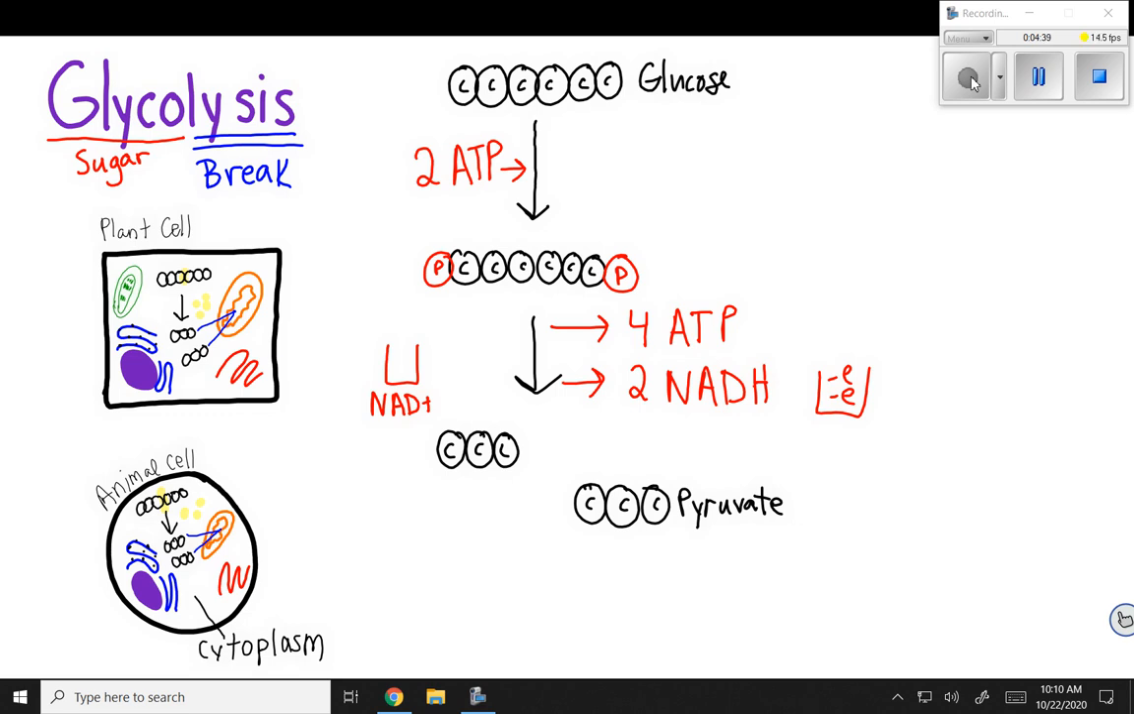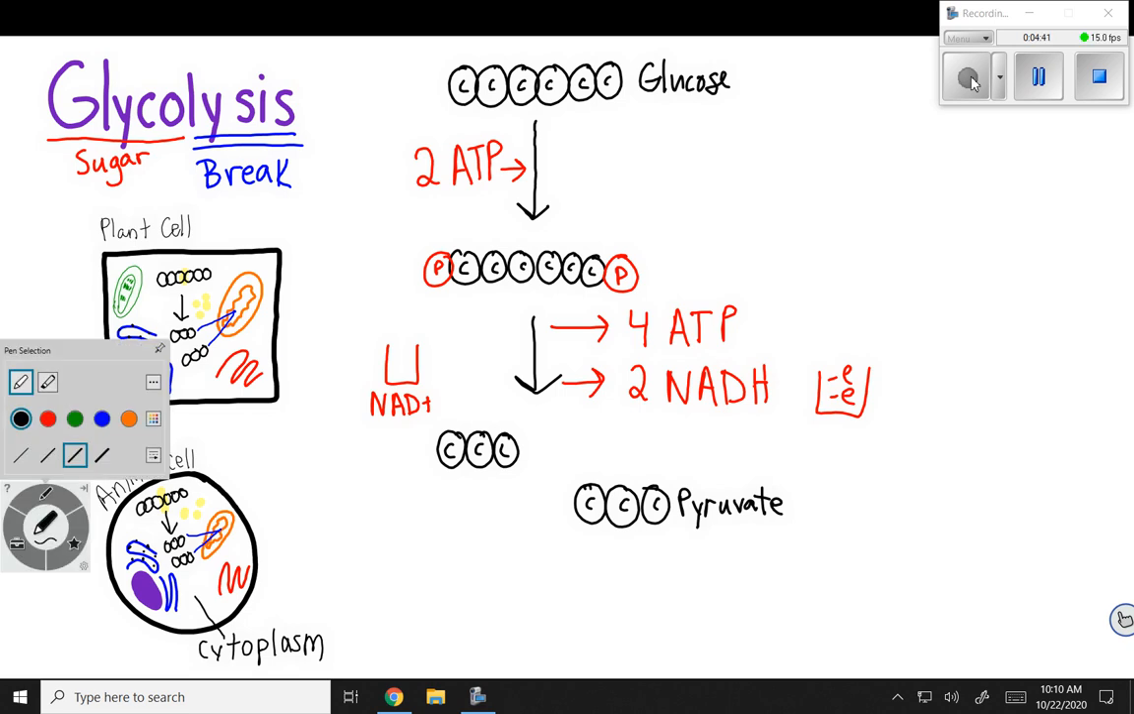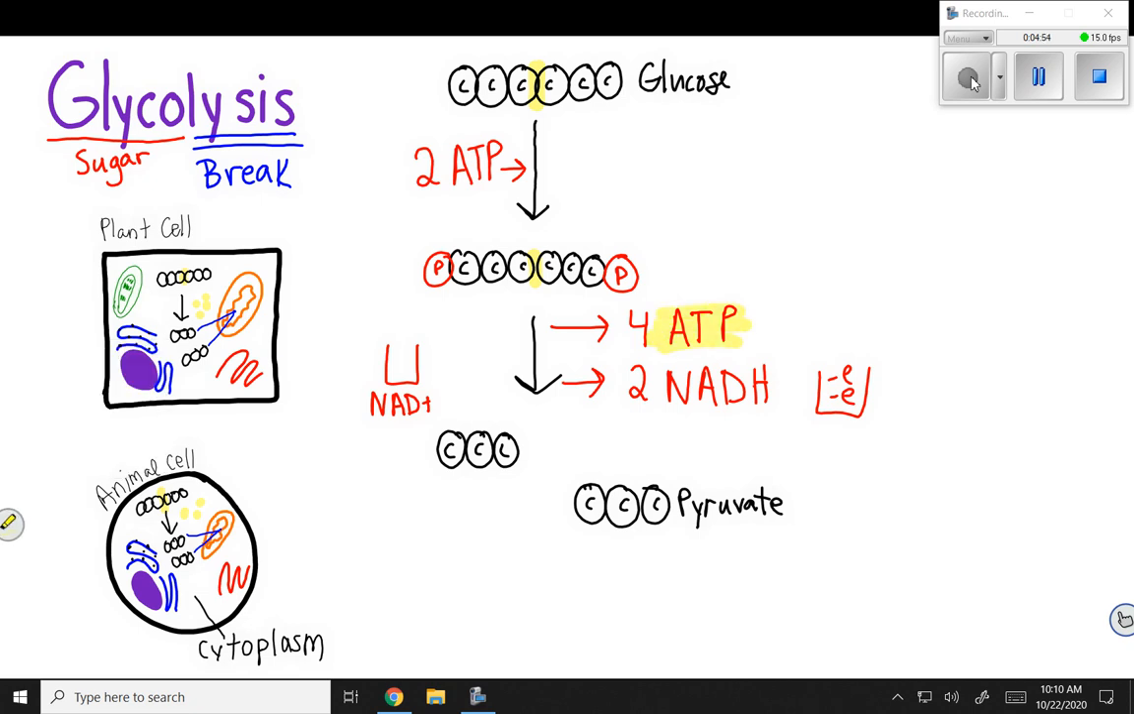Did we create this energy, like energy in the form of ATP and electrons? No, we did not. We broke this bond right here that was the same as this bond, and then we transformed the energy into ATP and NADH. So the purpose of glycolysis is to break glucose and capture that energy in the form of ATP and NADH. And then the two pyruvates are going to enter the mitochondria, and they're going to continue to be broken down through steps 2 and 3 that we'll talk about later.